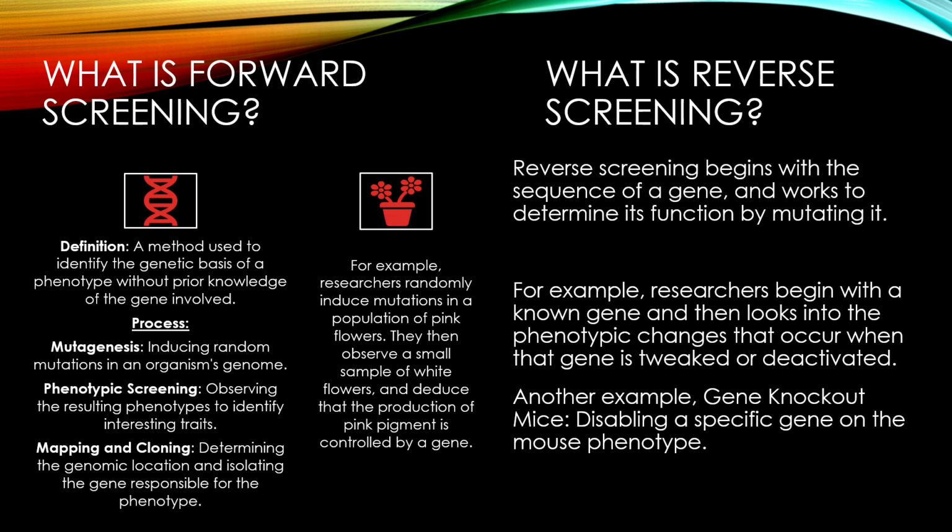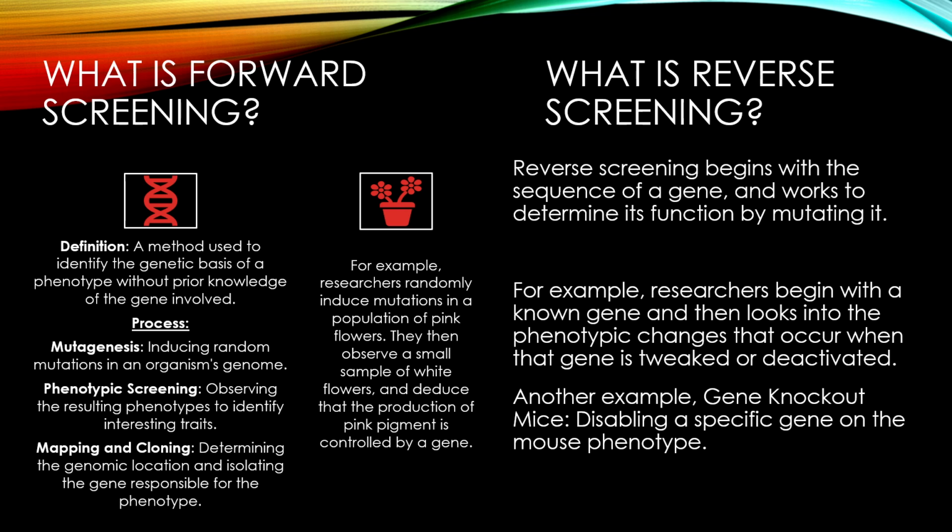We're going to delve into the two examples of forward screening and reverse screening. So what is forward screening? A method used to identify the genetic basis of a phenotype without prior knowledge of the gene involved. And the processes: mutagenesis, inducing random mutations in an organism's genome; phenotypic screening, observing the resulting phenotypes to identify interesting traits; mapping and cloning, determining the genomic location of the loci and isolating the gene responsible for the phenotype.